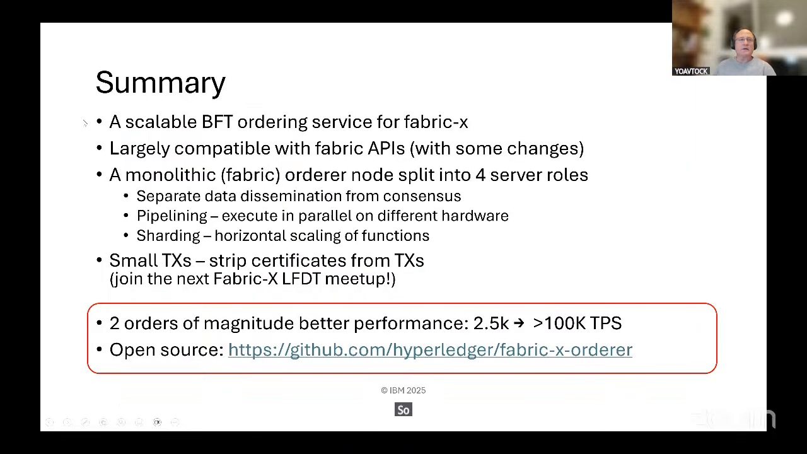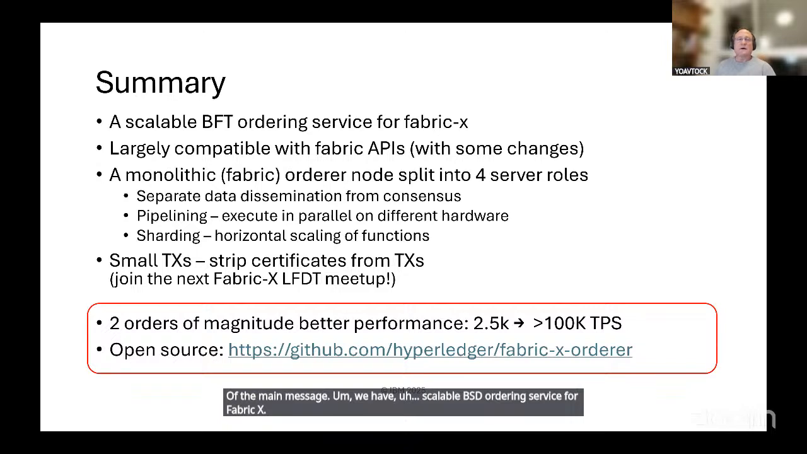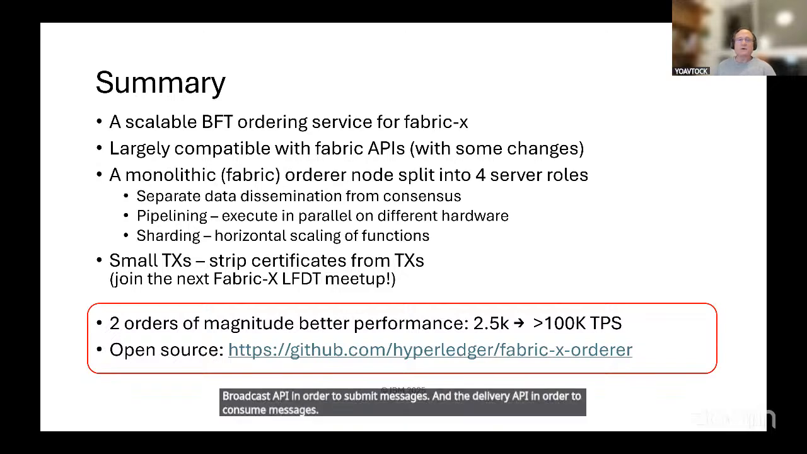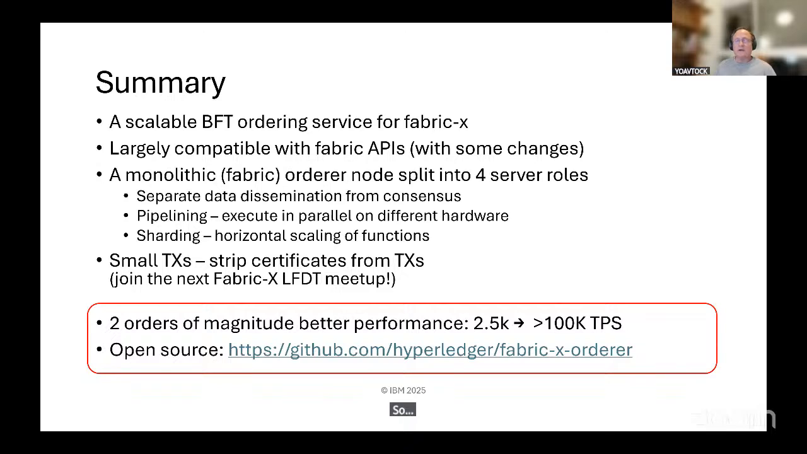So finally, I want to conclude with the summary of the main message. We have a scalable BFT ordering service for Fabric X, which is largely compatible with Fabric APIs because we maintain the broadcast API in order to submit messages and the deliver API in order to consume messages. So the clients and peers, or the scalable committers, as we call it here, are largely consuming from the same APIs.